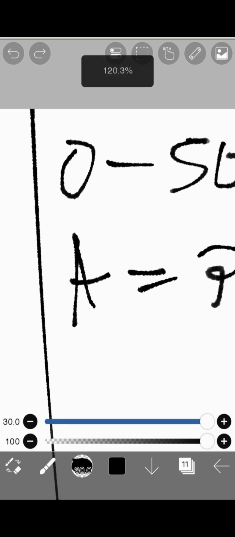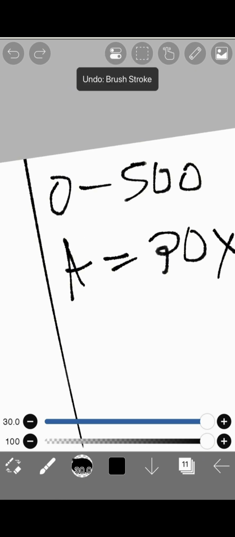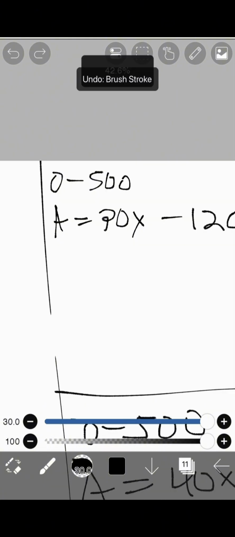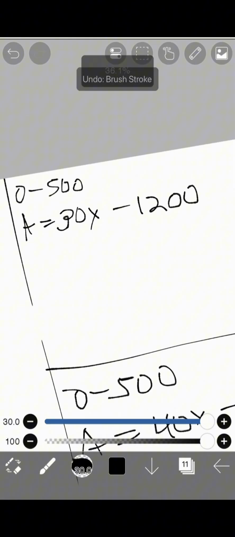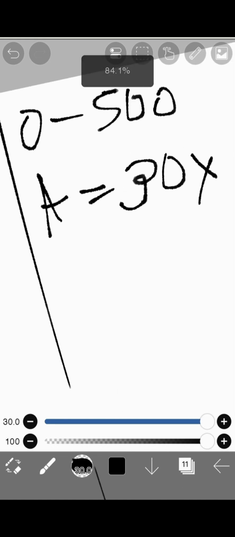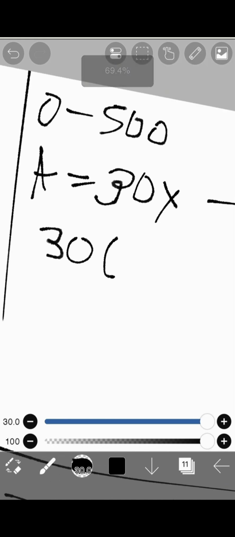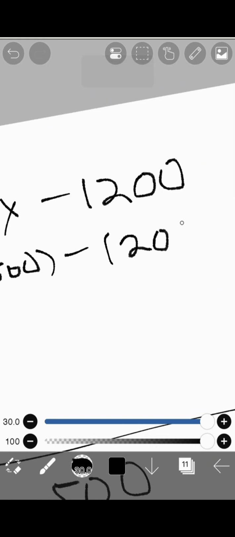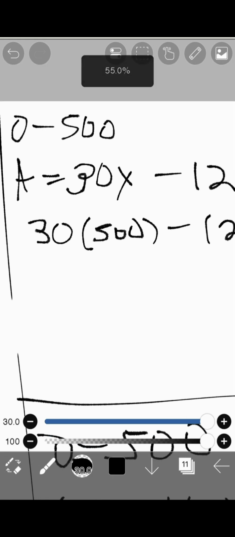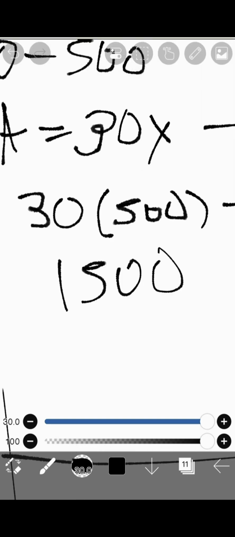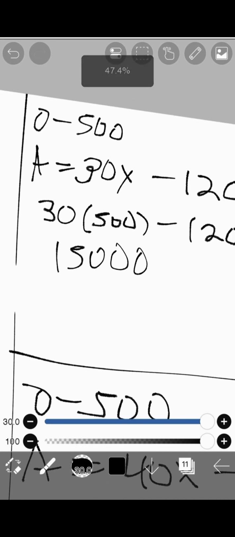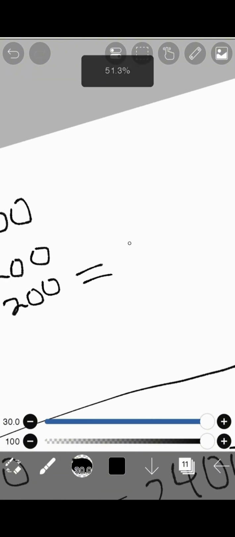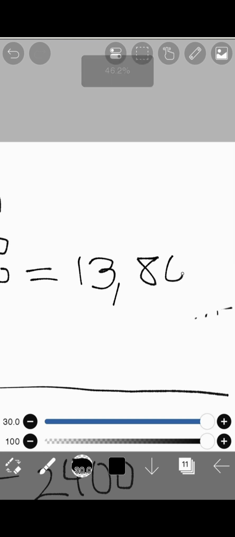So when we say the range of 0 to 500, 500 is the maximum amount of cups they can sell. So we have plan A, which is 30x minus 1,200. So we substitute the x for 500, minus 1,200. 30 times 500 is 15,000. Then minus 1,200, which would give us 13,800 pesos.